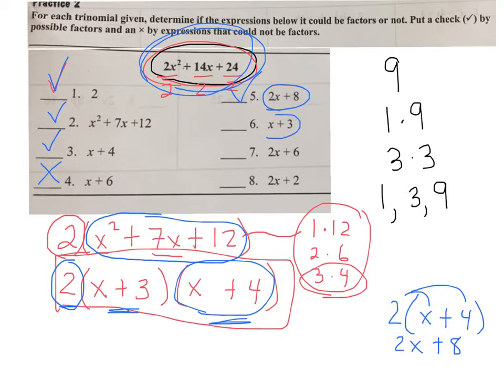All right, what about x plus 3? Yep, there it is right there. What about 2x plus 6? Yeah, they took 2 times x and they got 2x, and they took 2 times 3 and they got 6. What about 2x plus 2? There's no way I can multiply any of these factors of the original and end up with 2x plus 2, so it is not a factor.